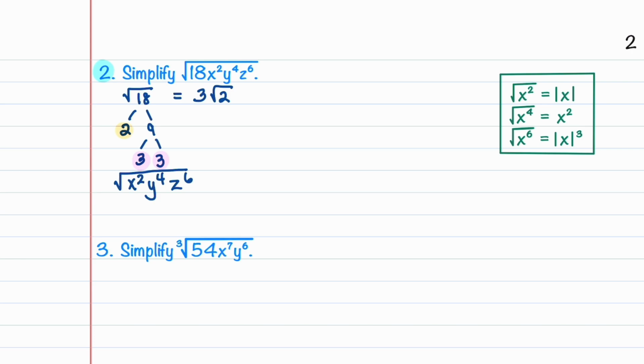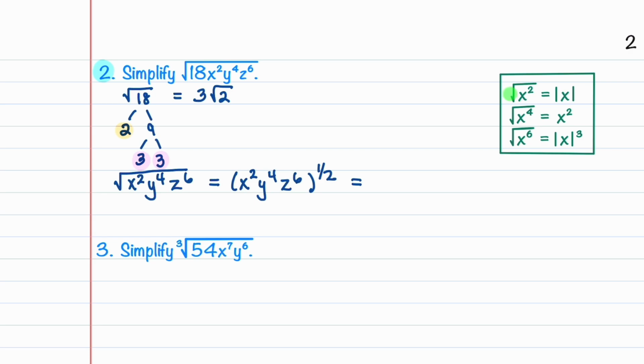Let's do the same thing that we did on the previous problem. We're going to write this as an exponent. So we're going to write the square root as a 1/2. So we have x squared y to the 4th z to the 6th raised to the 1/2 power. Now we're going to multiply, and here's where we have to be very careful. I included the formulas here on the right-hand side.